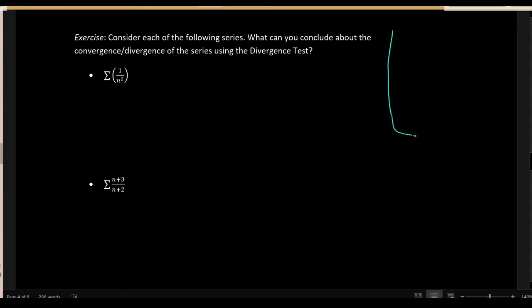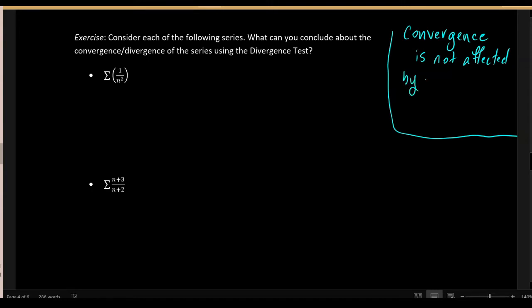Now, just as an aside, within these kinds of problems, where we're not trying to find the value of the series, we're just trying to decide whether or not it converges, you'll probably see me omit the limits on the top and the bottom of the sigma. That's because the convergence of a series is not affected by the series starting position.